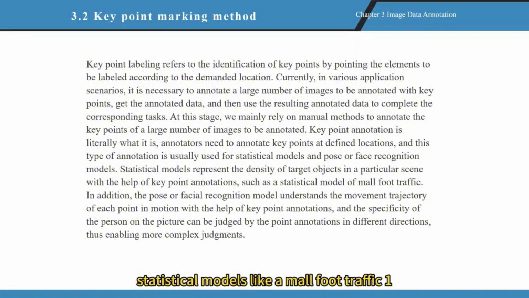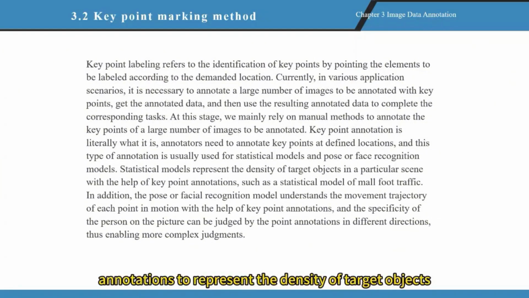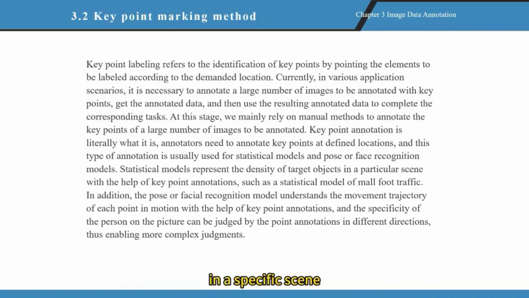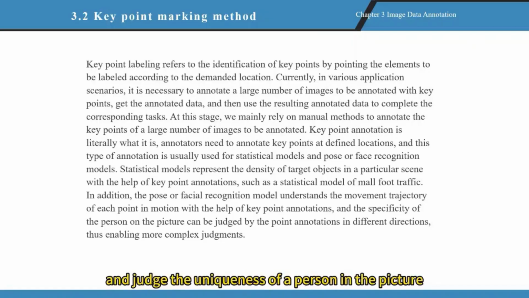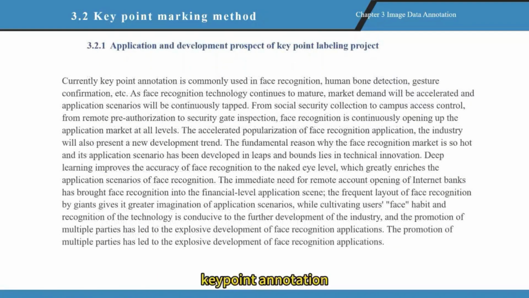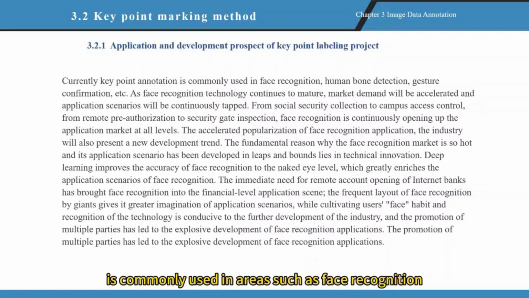Statistical models, like a mall foot traffic one, use key point annotations to represent the density of target objects in a specific scene. Pose or facial recognition models use these annotations to understand the movement trajectory of points in motion and judge the uniqueness of a person in the picture through point annotations in different directions, enabling more complex judgments. Key point annotation is commonly used in areas such as face recognition, human bone detection, and gesture confirmation.